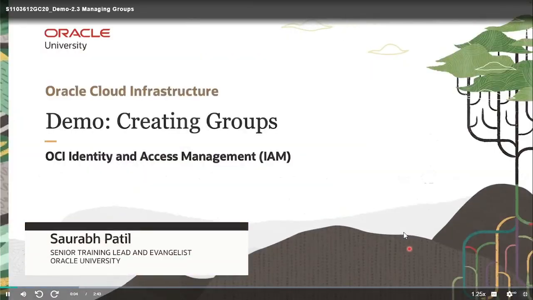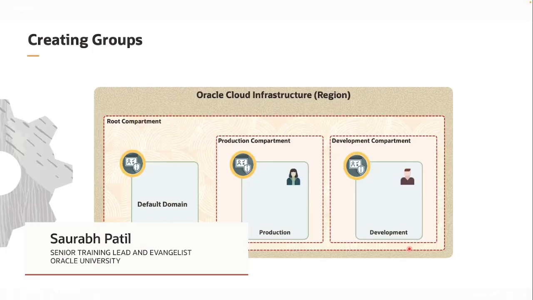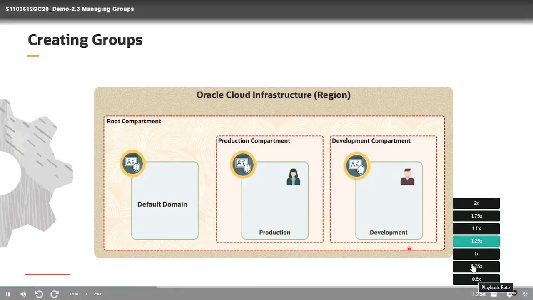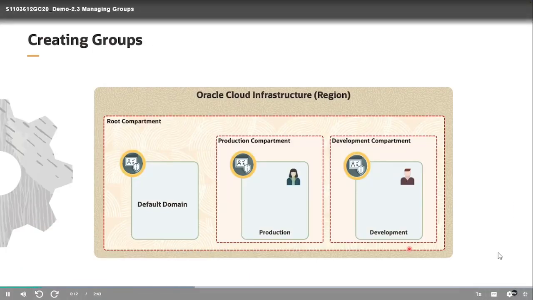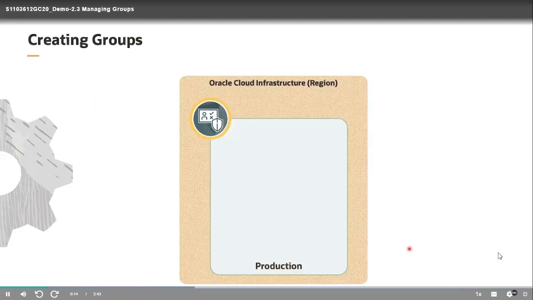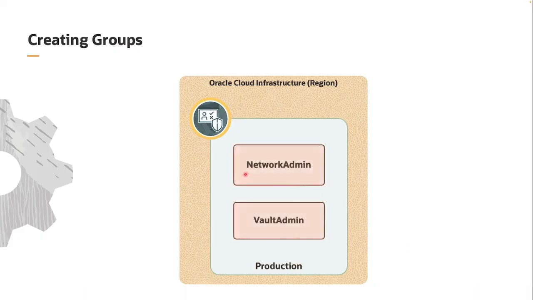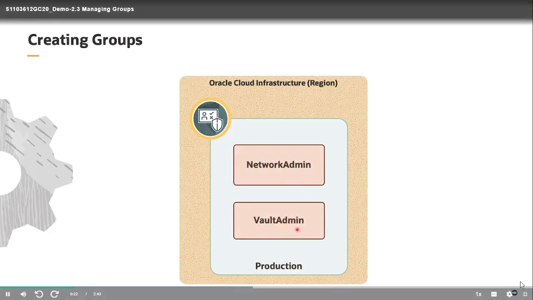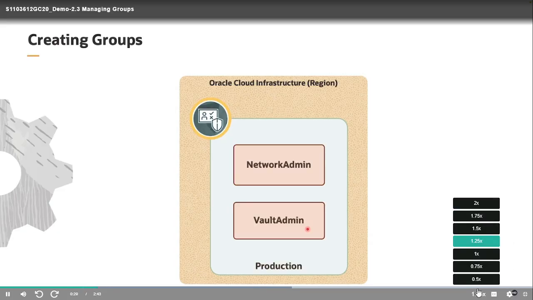Welcome to the demo on creating groups. We will continue with the same use case where we created two identity domains, production and development. Now we will create two groups in the production domain: one called network admin for users managing networks, and vault admin for those handling keys in the OCI tenancy. So let's go to the console and see this in action.